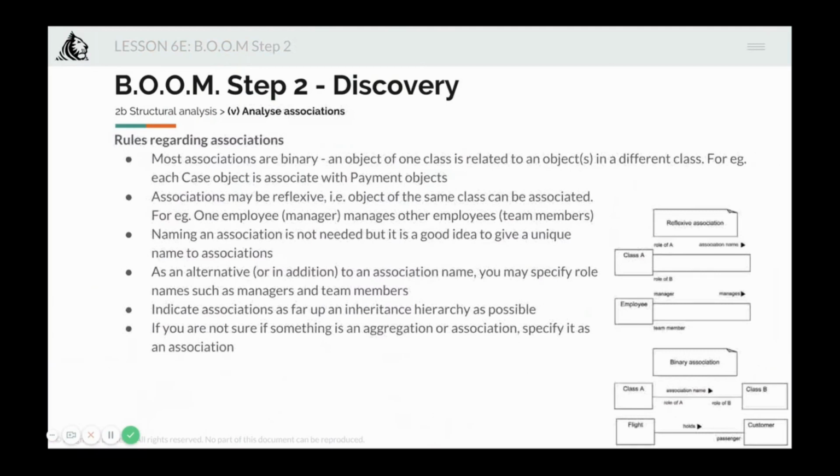What are some of the rules regarding associations? I think this is pretty self-explanatory and I've documented it in the slide. I'd suggest you please go through the slide on your own time. Some of the important things to highlight from this slide: most associations are binary. So an object of one class is related to an object in a different class. Binary not in the sense of 1 0, but in the sense there are only two entities involved, right? For example, each case object is associated with a payments object.